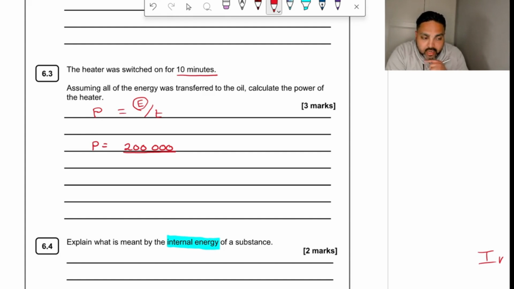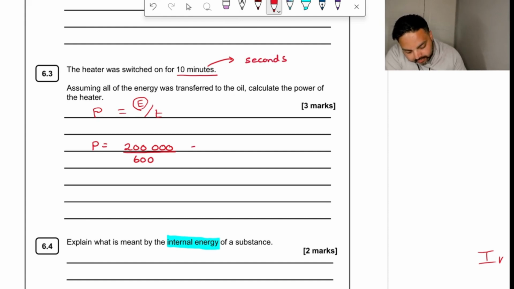What do I divide by? 600. Well done, Ayushan. Well done, Raikindis. It's going to be 600 because I have to take this 10 minutes and convert it to seconds. So I'm going to have 200,000 divided by 600, and I should get an answer of 333.